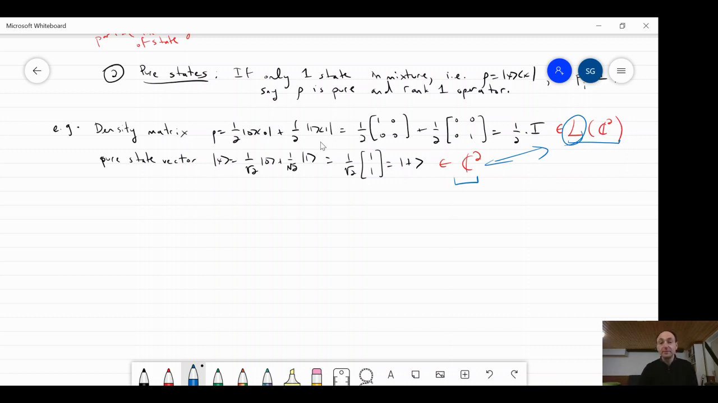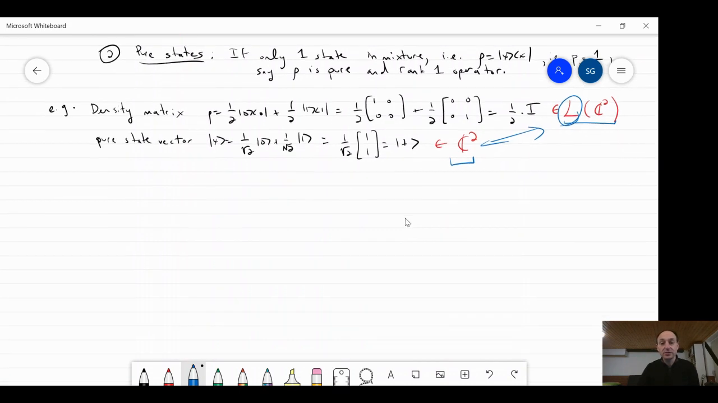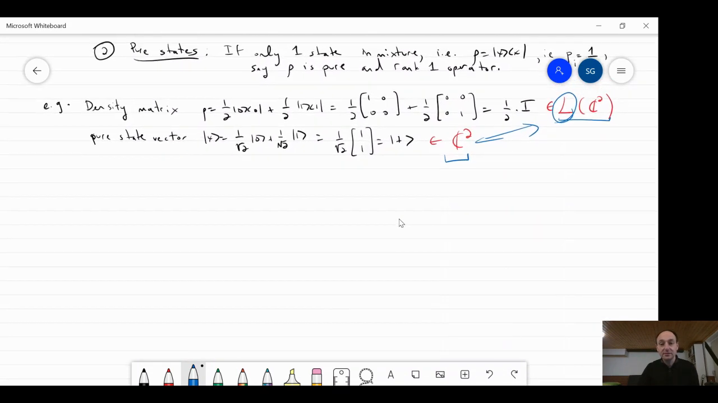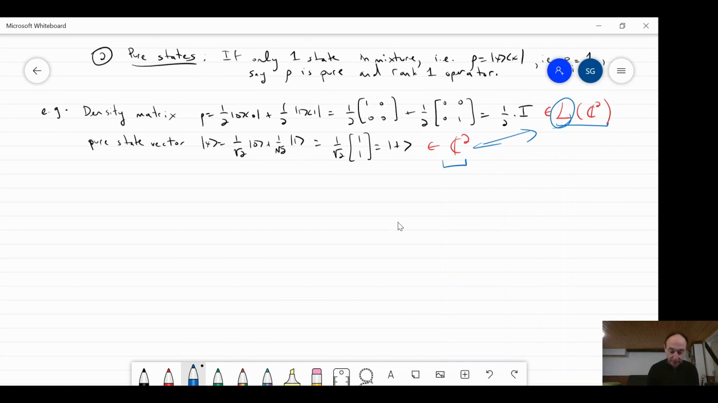Good. So let me take a quick moment just to do part of the next exercise, just to slowly get you comfortable with writing density matrices. Whenever I give you a pure state and ask, what is the density matrix for this? It's easy as pie. This is how you do it.